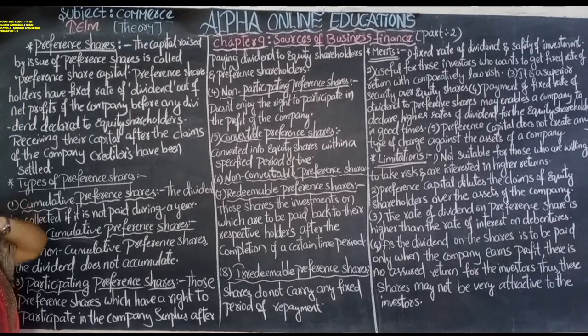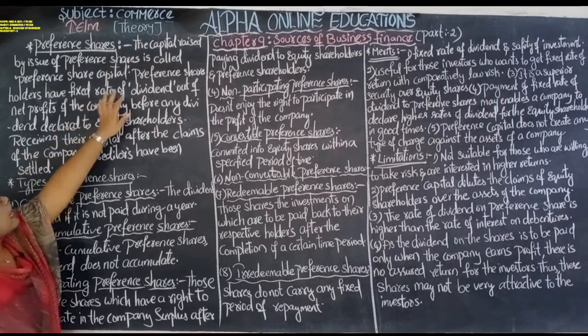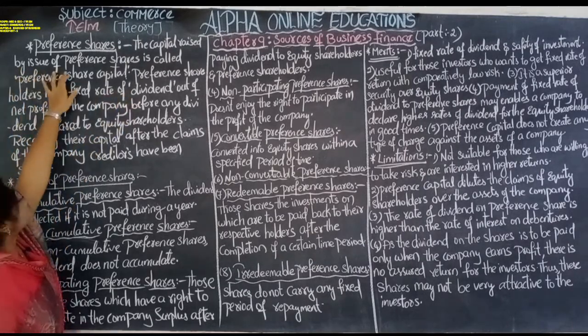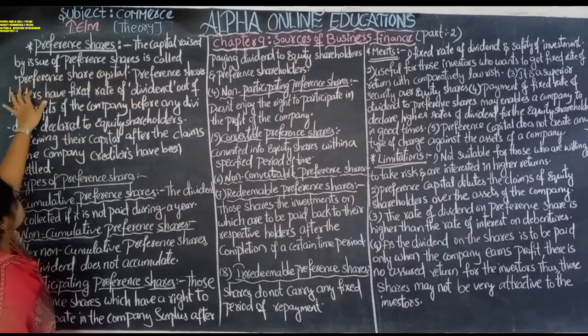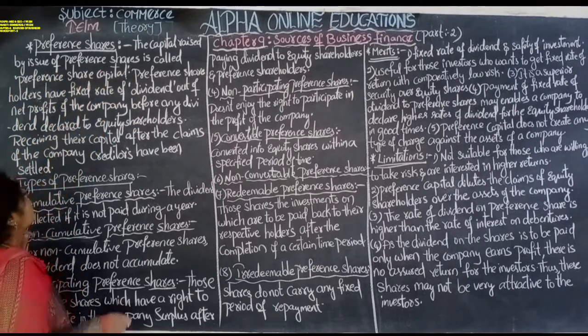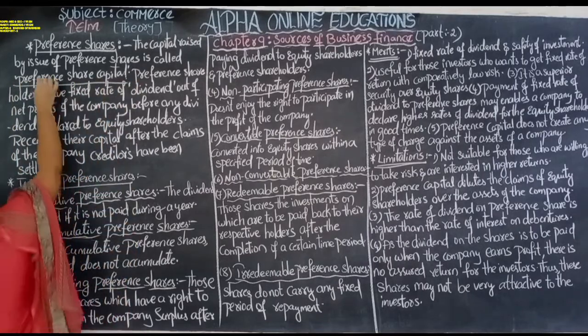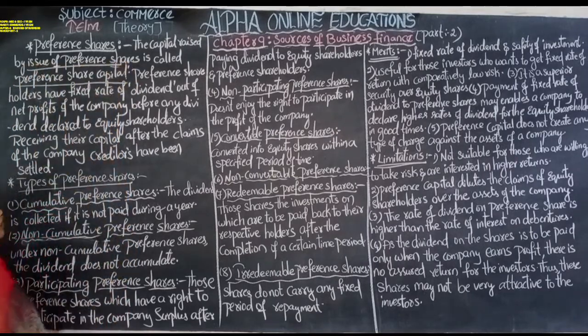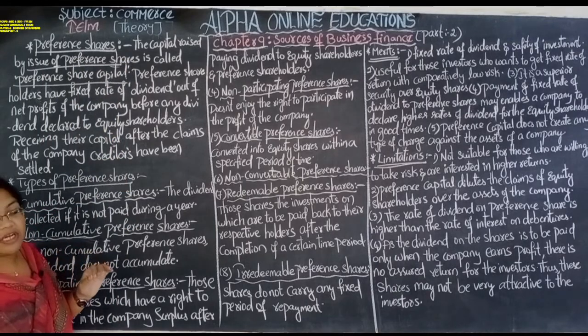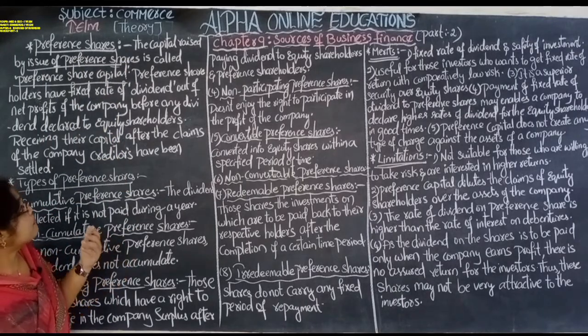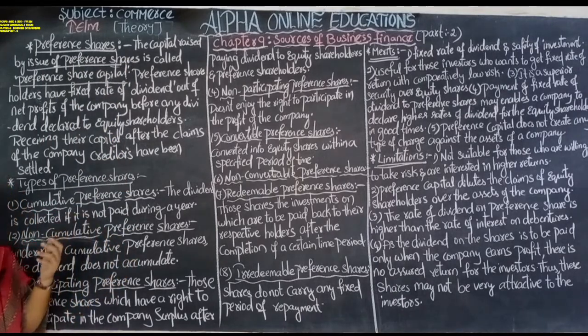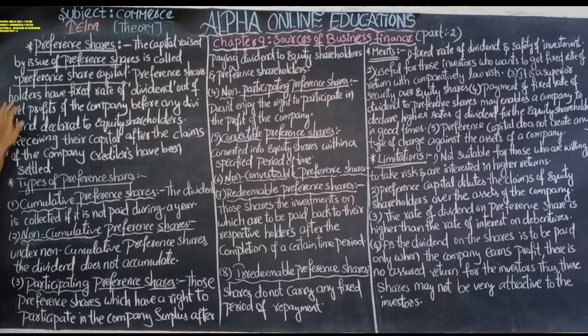So let us see what preference shares are. The capital raised by the issue of preference shares is called preference share capital. Whatever capital is raised by issuing preference shares is known as preference share capital.